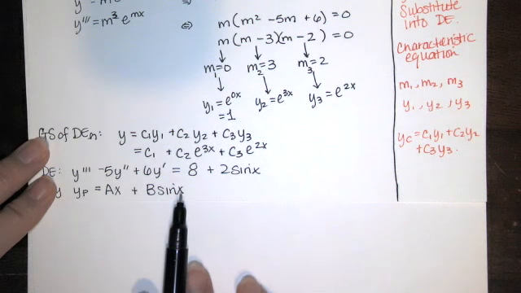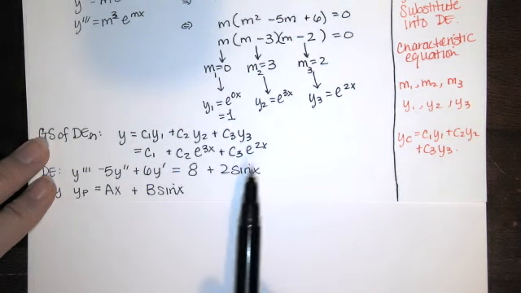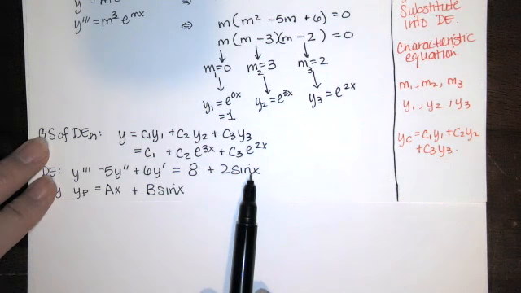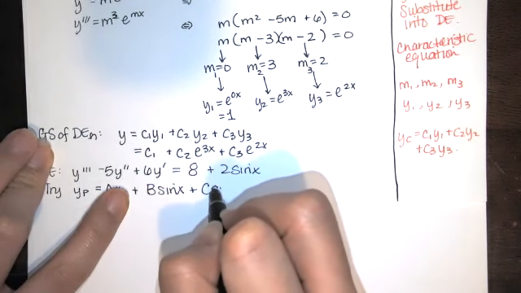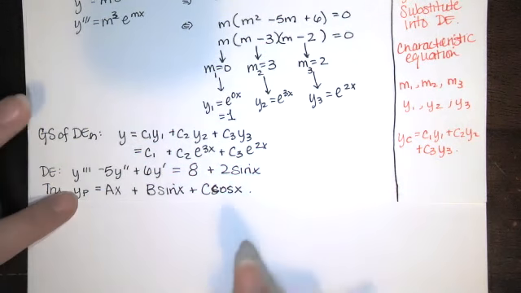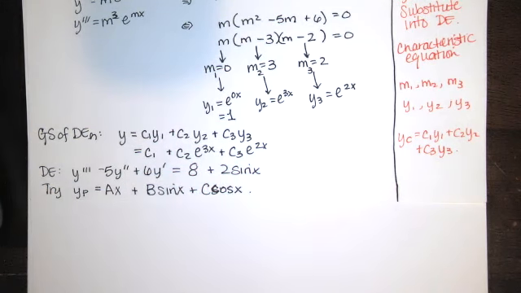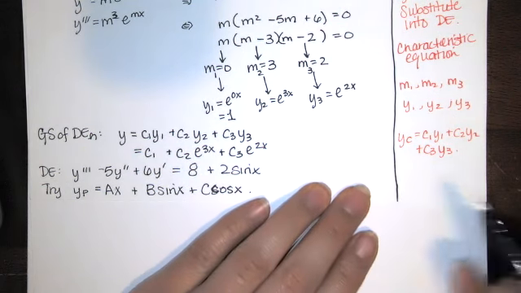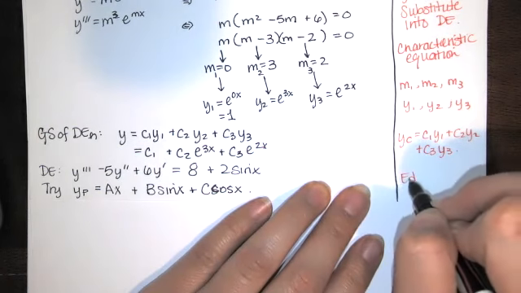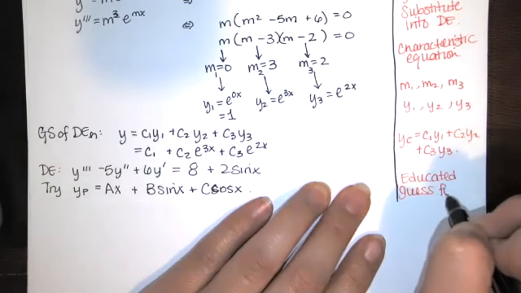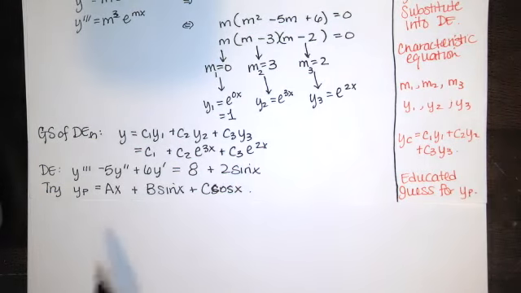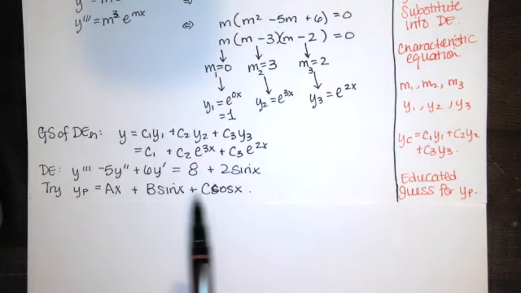Then I ask myself, is b times sine of x on this list? And it's not. And oops, I almost forgot, this is 2 times sine of x. So I get b times sine of x plus c times cosine of x in my y sub p, because derivatives of cosine could lead to sine and derivatives of sine could lead to cosine. So we have our educated guess for y sub p. Now we want to find the values of a, b, and c that cause this function to satisfy this differential equation.